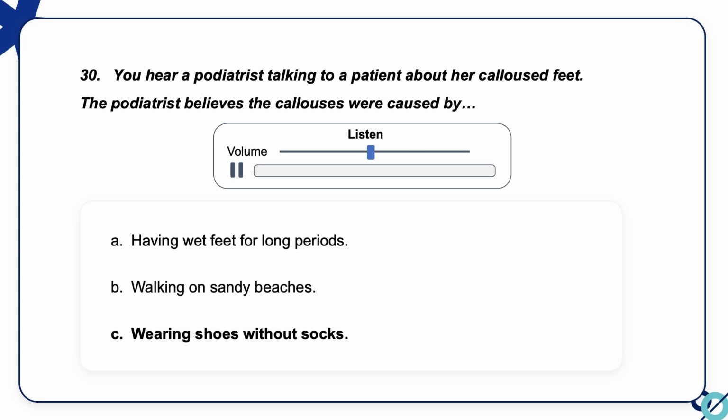The patient mentions her feet get really soaked, but this is the reason she doesn't wear socks. The podiatrist identifies the lack of socks, referred to as "that," as the cause of the friction, not the wetness itself. So overall, the patient mentions walking on the beach and getting wet feet, but the podiatrist identifies the friction caused by the lack of socks as the root cause.